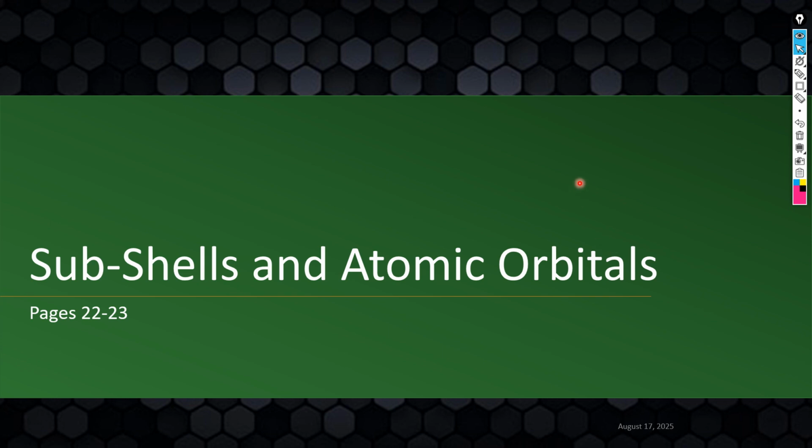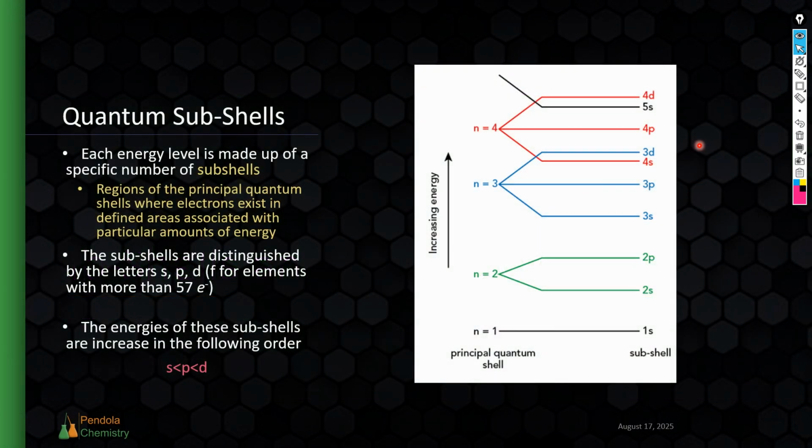So how are those energy levels, which essentially are just regions as we move up away from the nucleus, how are those subdivided? So energy levels are subdivided into what we call quantum subshells, or for short, just subshells. Subshells are regions of principal quantum shells where electrons exist in defined areas associated with a particular amount of energy.